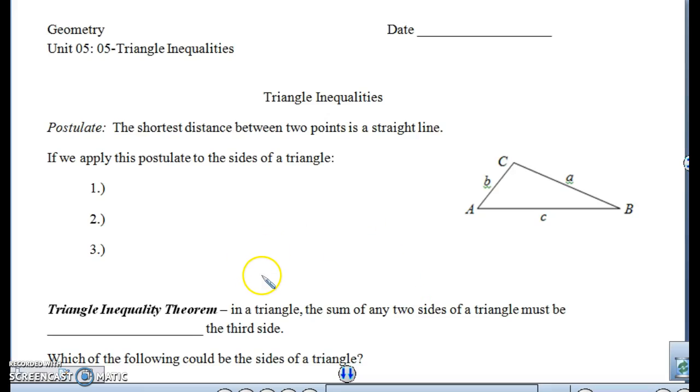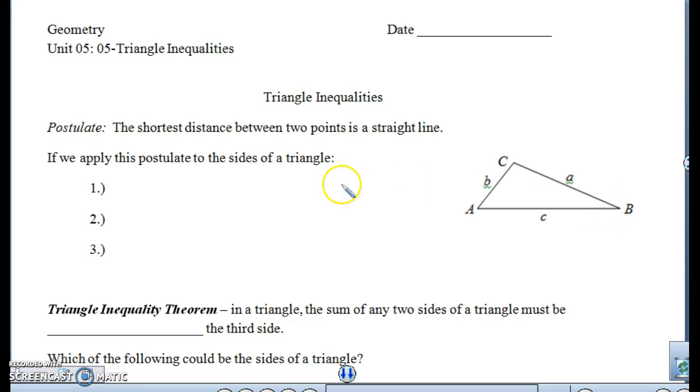This is Geometry, Unit 5, Lesson 5 on triangle inequalities. What we're going to look at is some inequalities that exist when you're dealing with the sides of a triangle. So, our first postulate is the shortest distance between 2 points is a straight line. If I want to go from A to B, the shortest distance would go directly from A to B, rather than going from A to C to B.